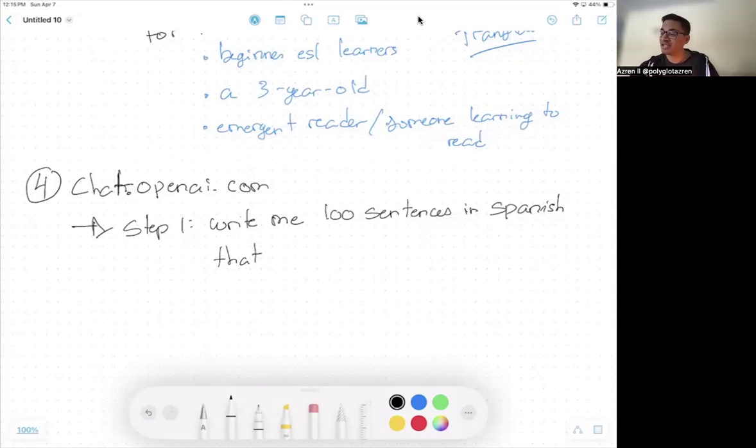Write me 100 sentences in Spanish that combine, or actually even better. Yeah, it doesn't really matter. Actually, it'll work. That combine the preterite. Actually, I want to switch the order. That combine the imperfect plus preterite.